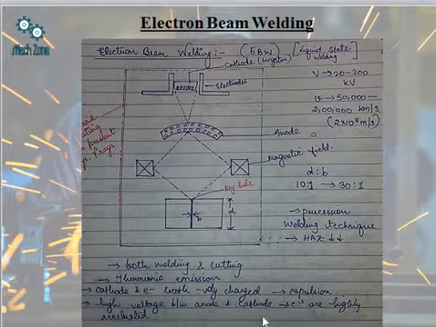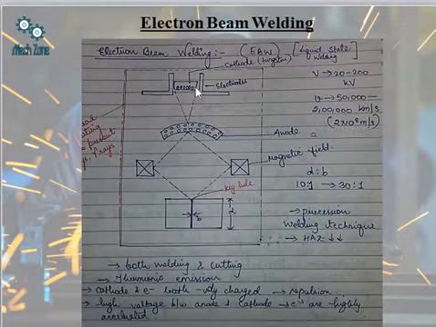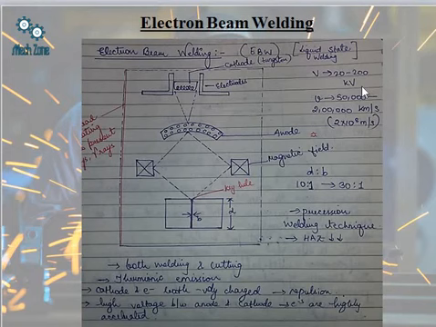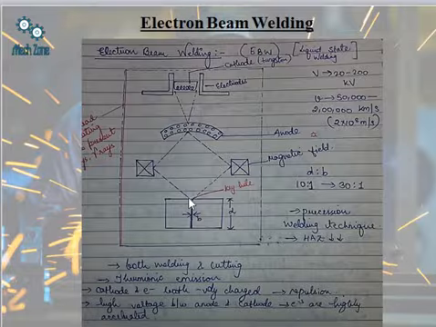High voltage between the anode and the cathode. A very high voltage is applied here, about 20 to 200 kilovolts of voltage or potential difference is applied, and the electrons are highly accelerated. The electrons are highly accelerated and they are striking this plate or this medium or this material with a very high energy.